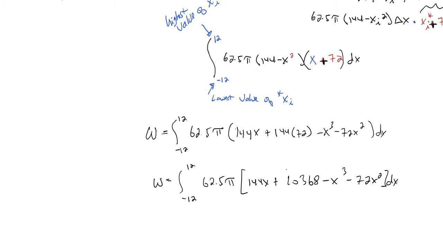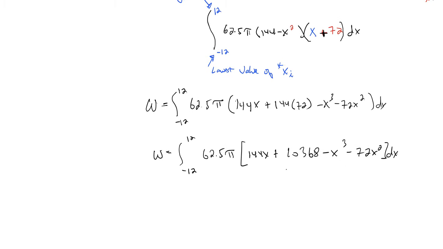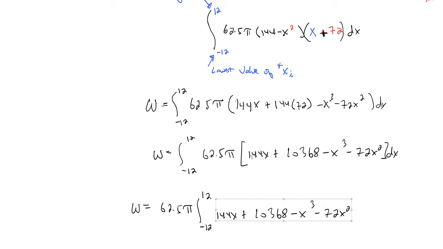Okay. All right. Then, no problem. We take the pi out. We take the 62.5 and the pi out. So W equals 62.5 pi times the integral from negative 12 to 12 of all that stuff, dx.